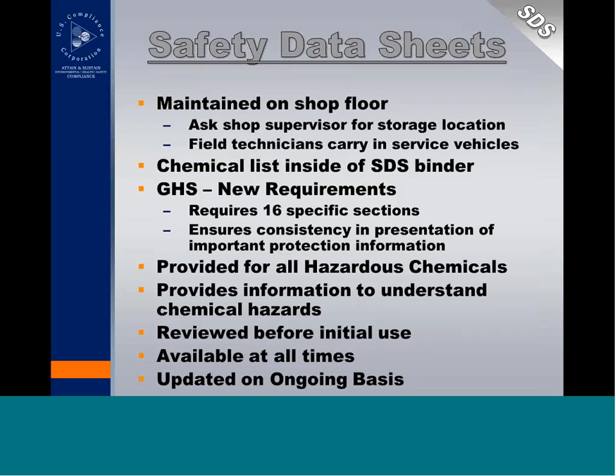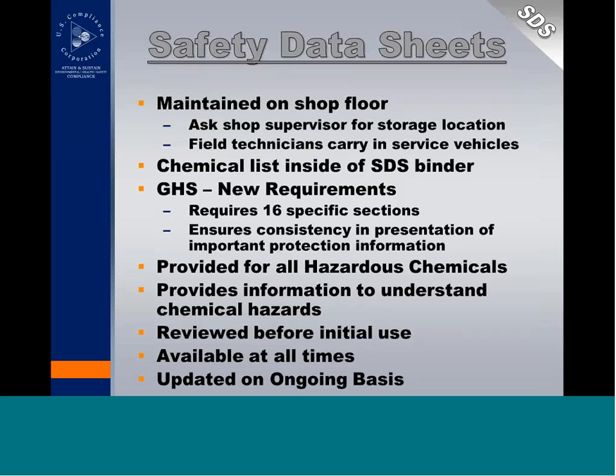Inside of that binder, you will find a safety data sheet chemical listing, which essentially serves as an index of all the safety data sheets listed inside of that binder. Now, under the new GHS requirements, there will be 16 specific sections inside of each safety data sheet. Just as I mentioned with regards to nutrition facts, it's going to be set up the same way for every material. They need to be provided in the workplace for all hazardous chemicals, and it helps you understand what the hazards are by providing basic information.